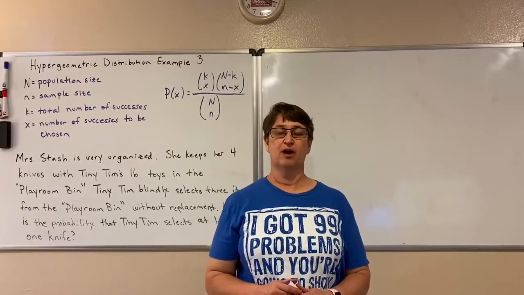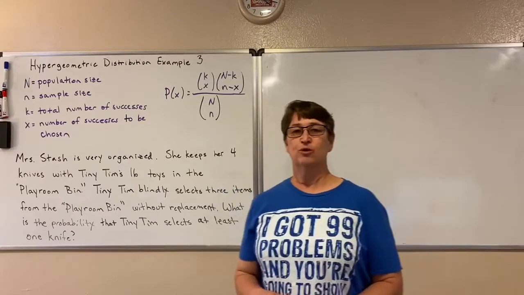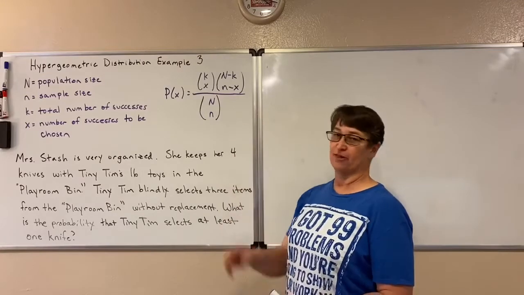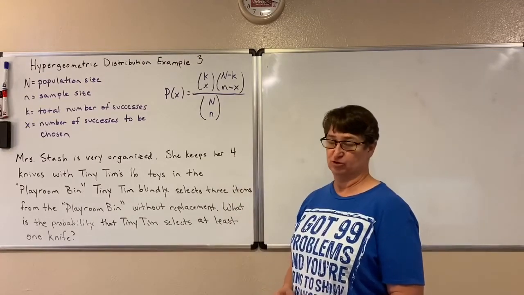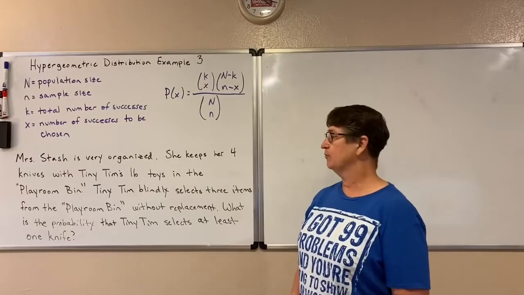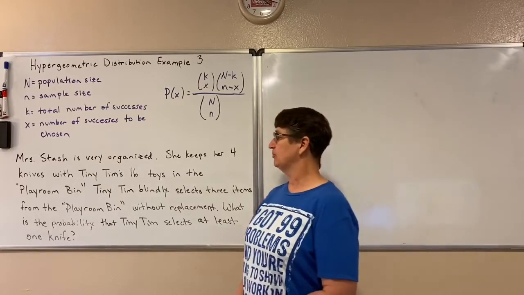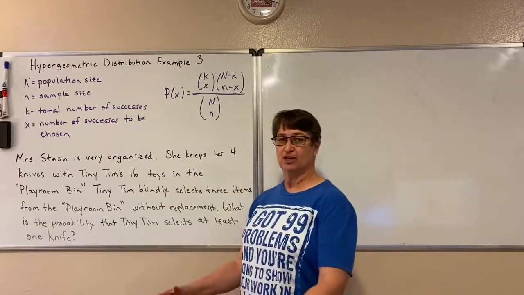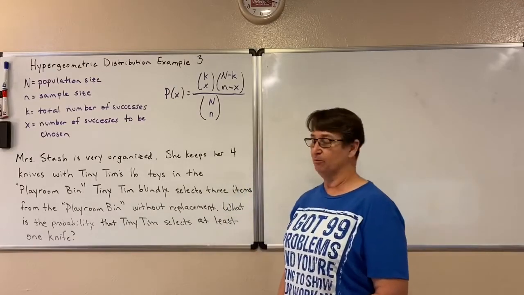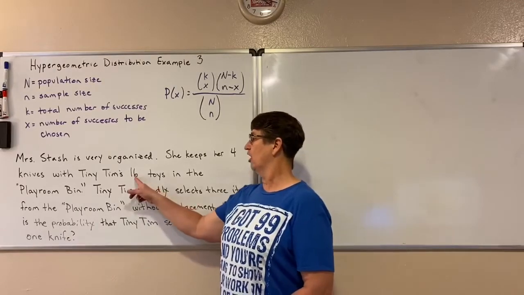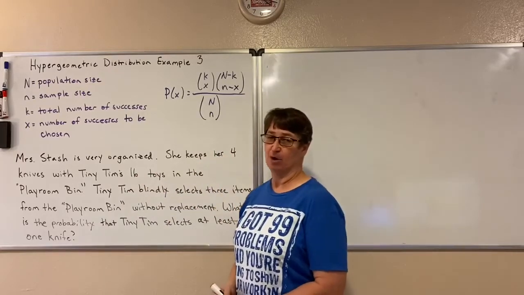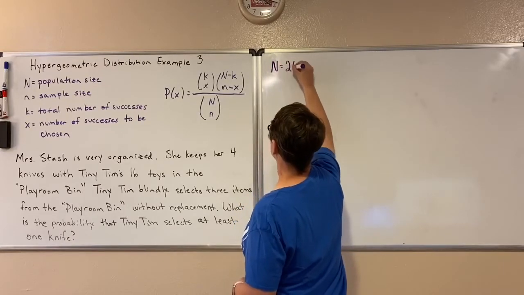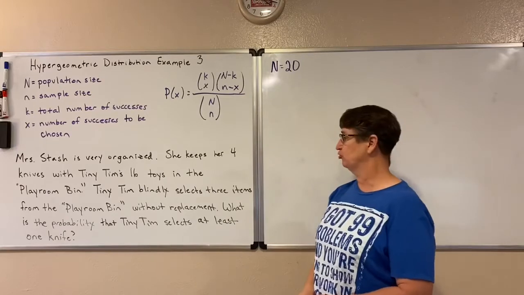And in this video, we're going to do an example of the hypergeometric distribution. We've seen in previous videos what makes a hypergeometric distribution, and we've talked about the formula and the variables for that distribution. Here we have an example. Mrs. Stash is very organized. She keeps her 4 knives with Tiny Tim's 16 toys in the playroom bin. So we have a population of items in the playroom bin. In fact, we have a total of 20 items in that population. So our N in this example will be 20. Our population size will be 20.